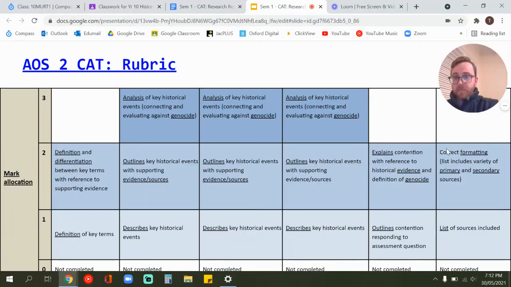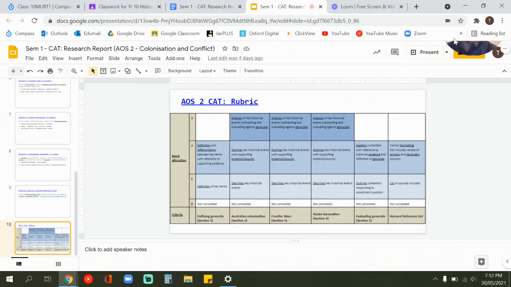Now, the actual CAT will be located either in... Oh no, I've lost my face. I'm probably doing you a favor.